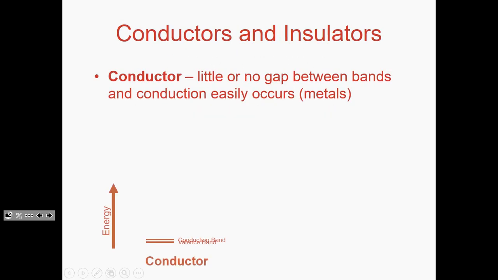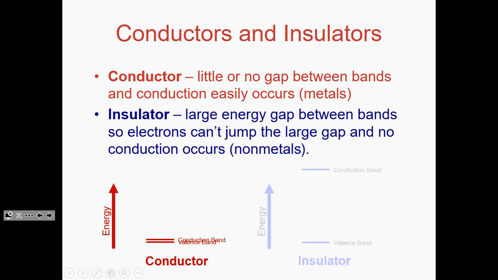Now, in a conductor, there's little or no gap between those bands, so it really takes very, very, very little energy for the electrons to move from the valence band to the conduction band and for it to conduct electricity. And this is what metals would look like. Their conduction band and their valence band are very, very close together. Now, in an insulator, there is a large gap between the two, so it's very unlikely that the electrons are going to absorb enough energy to jump from the valence to the conduction band. And this is really what nonmetals do. So nonmetals have a large gap between the valence band and the conduction band.